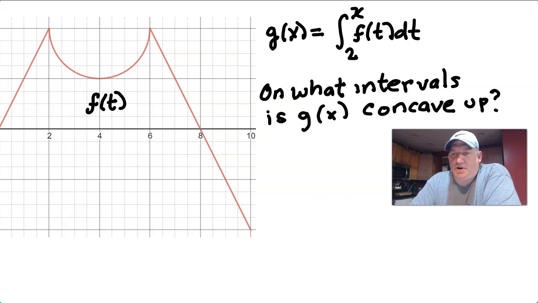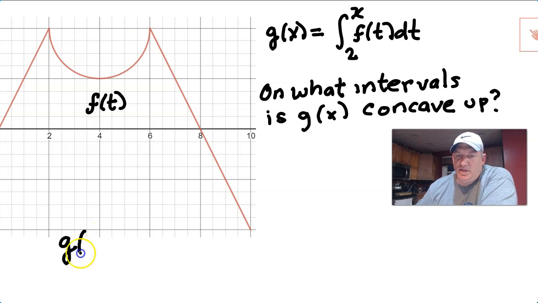And in the second part of this same function, we're trying to find out on what intervals is g of x concave up. So what we have to do is make sure that we're not looking at the function f of t and looking where it's concave up. That would be a mistake. So let's talk about what g of x being concave up means. Concave up is when your second derivative of g would be positive.